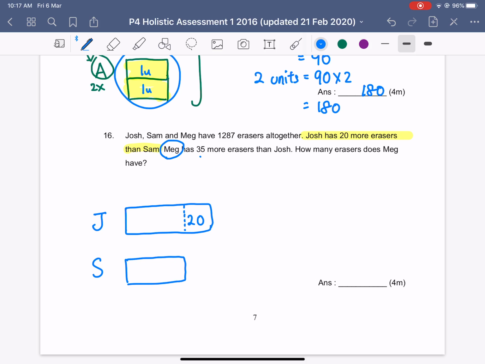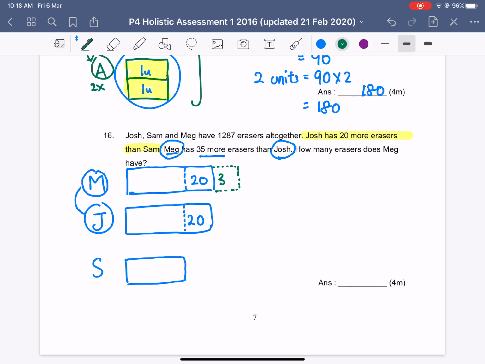Now Mac has 35 more than Josh. So we have a third person called Mac, and we are comparing Mac with Josh. Now Josh is here, and we are going to have a person called Mac. Now the reason why I put it on top, because if I put them side by side, it's very easy for me to compare. When I compare, I always want them to be close to each other, so it's easier to compare. Now, Mac has 35 more than Josh. So Mac's model will look exactly the same as Josh, except that now she also has an extra 35.